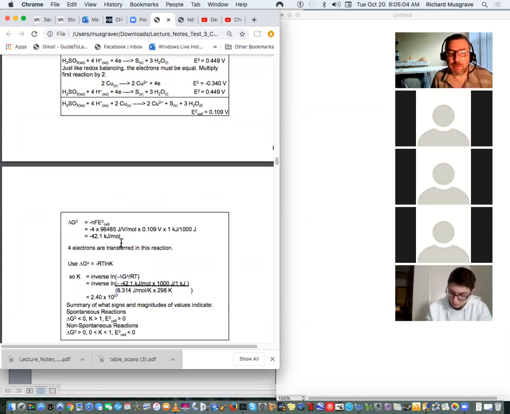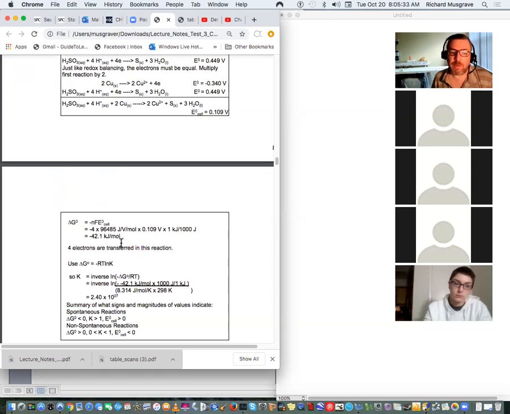The other thing we had talked about was the relationship between some of the signs of the different quantities that we could get from these processes. The first thing we can talk about is the fact that if you've got a positive E naught cell, that represents a spontaneous process. So we've got positive 0.109 volts here, and that would indicate that it is indeed a spontaneous process.